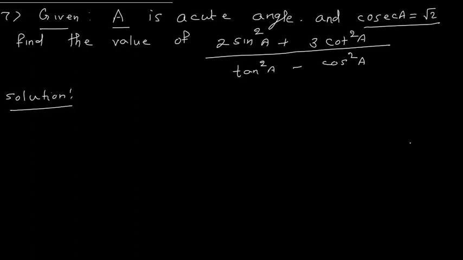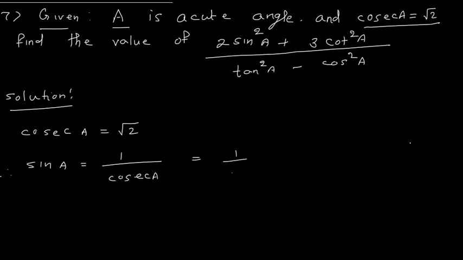So cosec A is given root 2. So 1 plus cot square A is cosec square A. So what we can do? We can find cot value, or what we do? We find first sin. So therefore sin A will be 1 upon cosec A is equals to 1 upon root 2. So sin A is 1 upon root 2.